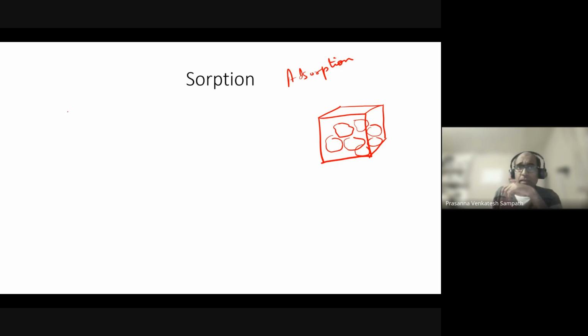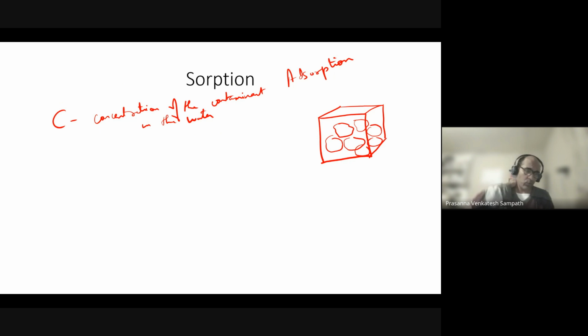So the water that's coming in has a concentration of the contaminant in the water. That is how we define this concentration C. Now there is also the concentration of the contaminant due to adsorption. Some of the contaminant present in the water may also get attracted to the soil particles and get attached to the surface of the soil particles.